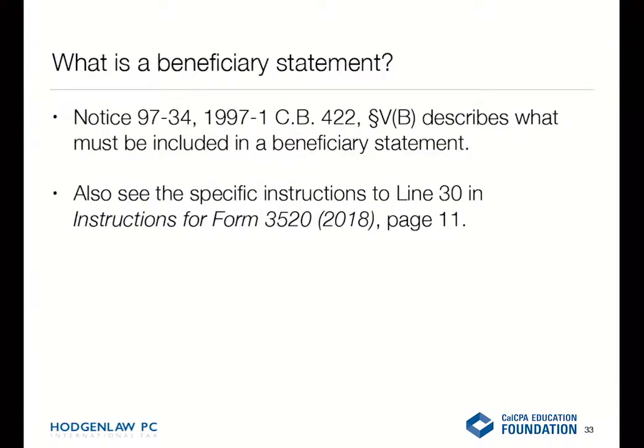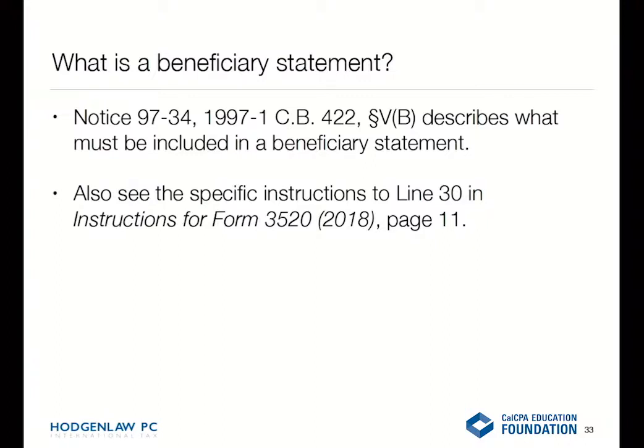So the beneficiary statement. Notice 97-34 contains a description of what has to be included in that statement. And you can also find it in the specific instructions to line 30 in the Form 3520 instructions. But just to give a quick overview of that, the things that you have to include in the statement, and the reason I'm giving this is because the IRS doesn't give you a form to fill out for this statement. The trust has to provide the information in the statement, but it can be in any format as long as it meets all these requirements.